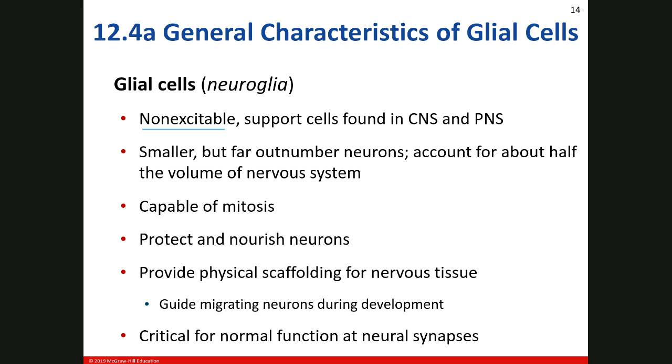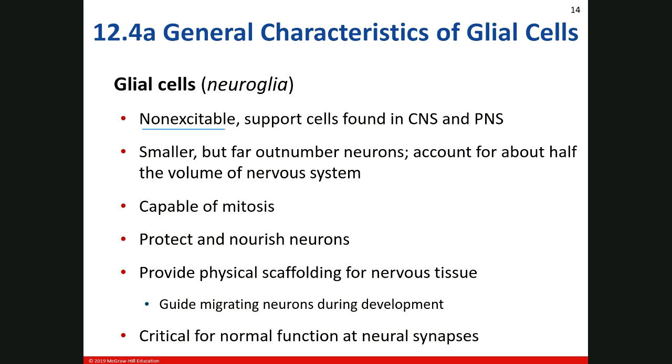So their job is going to be to help provide nourishment and help remove waste. They protect the neurons, all right? So in some situations, if a neuron gets damaged to the point where it cannot repair itself, these glial cells will actually infiltrate the space that neuron once existed and act as a space filler, or a seat filler, okay?